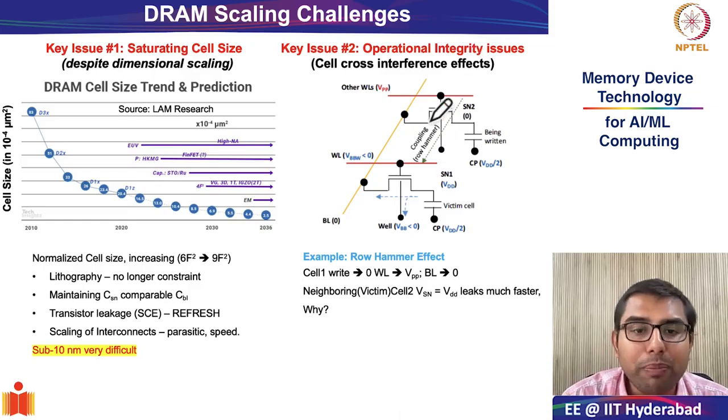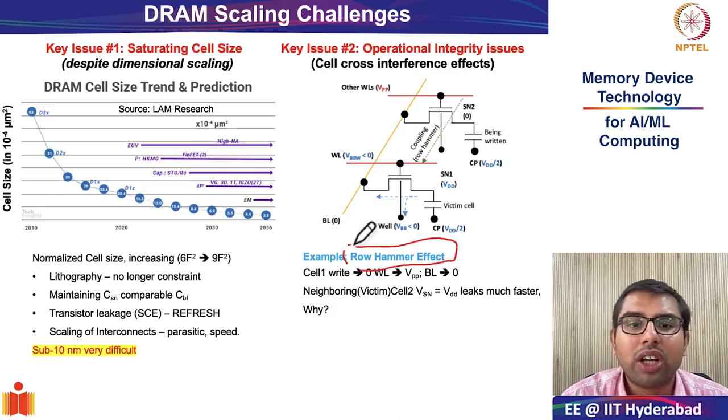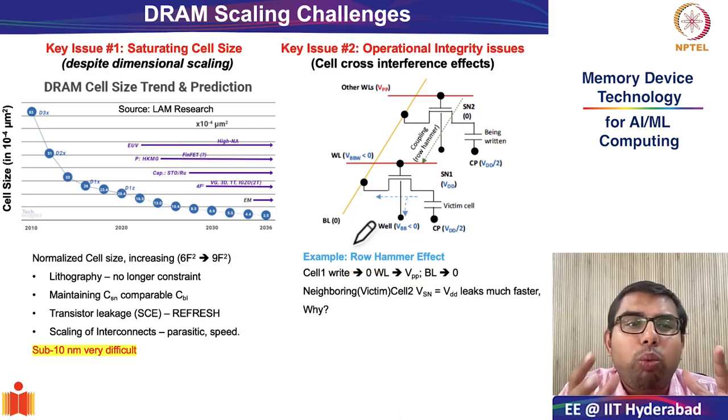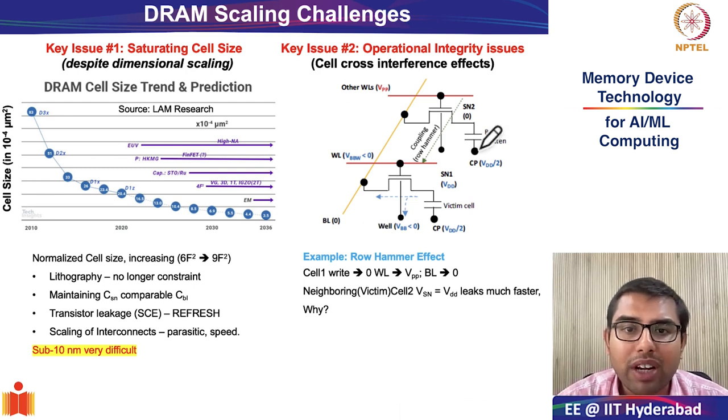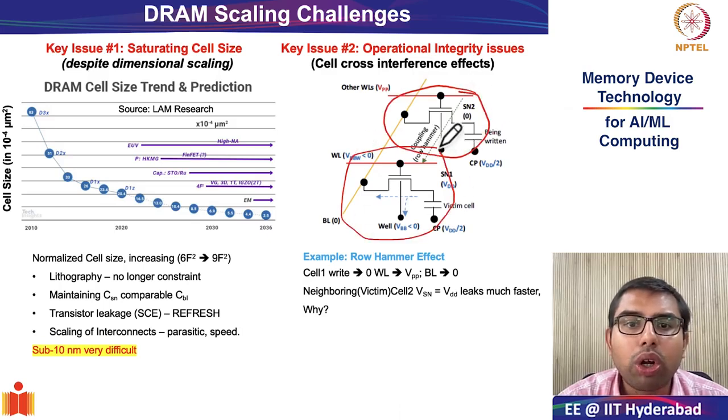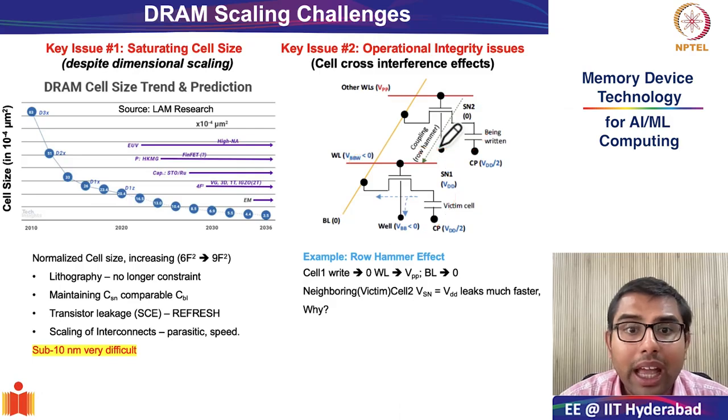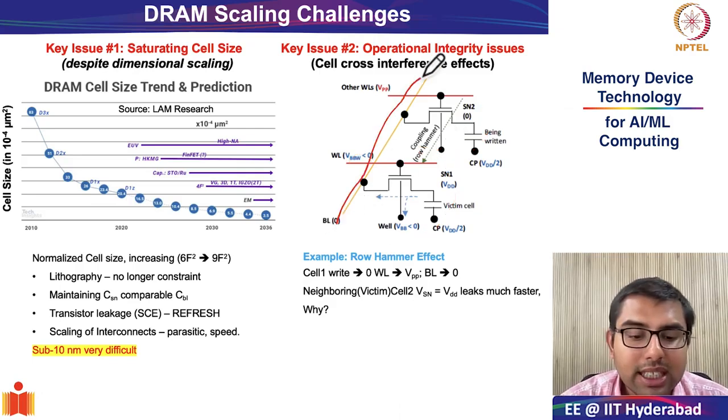The example of something very interesting. It is called the row hammer effect. Now, this row hammer effect is a very serious challenge, and I will try to explain what this row hammer effect is. To explain the row hammer effect, what I have done is I have taken two DRAM cells which are very close to each other, and what is common about these DRAM cells is they have been connected to the same bit line.